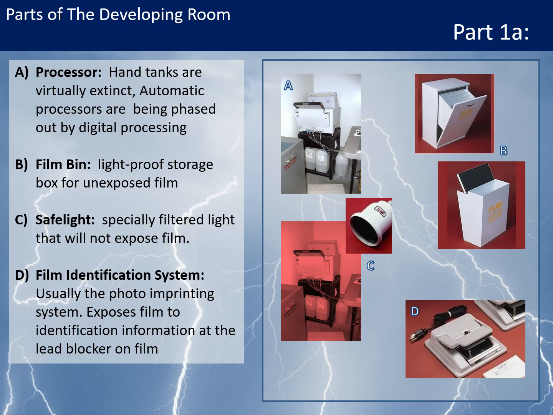The film bin is a light-proof storage box for unexposed film. The safe light is a specially filtered light that will not expose film. It is usually red. The film identification system, usually the film imprinting system, exposes film to identification information at the lead blocker on the film.